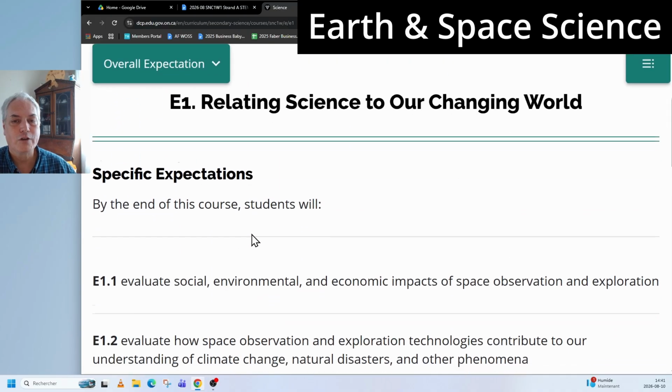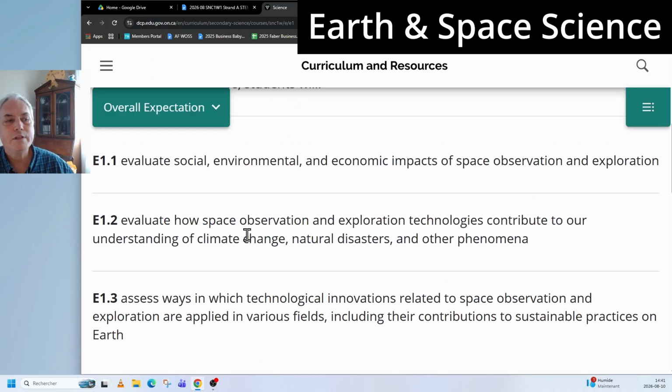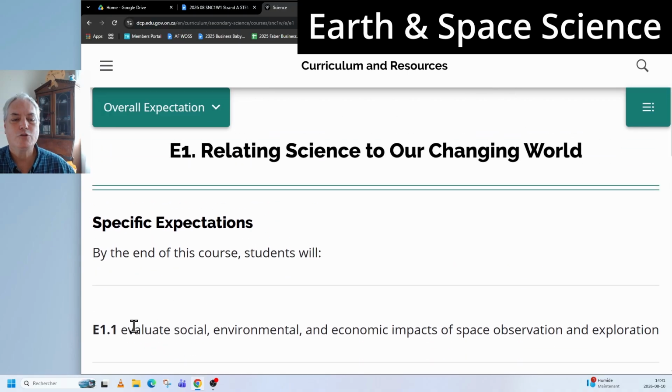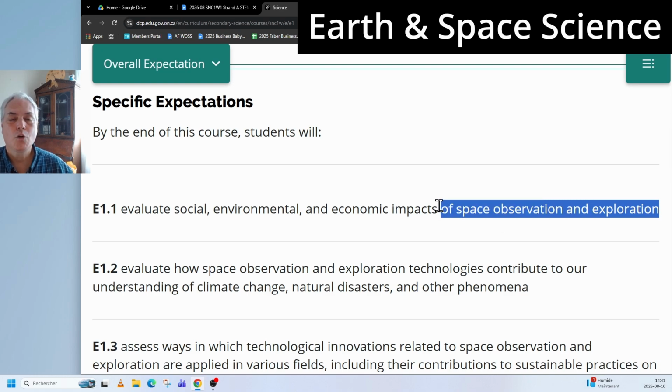So let's see what are some of the key parts, the specific expectations here. So the first one here is to evaluate. Let's see. There you go. Perfect. Is to evaluate the social, environmental, and economic impact of space observation and exploration. So exploration here gives us new technology, but space observations help us with our environments, with the climate change, to better understand our planet. So we're going to be looking at some of these and some of the amazing technology and satellites we have around the planet.